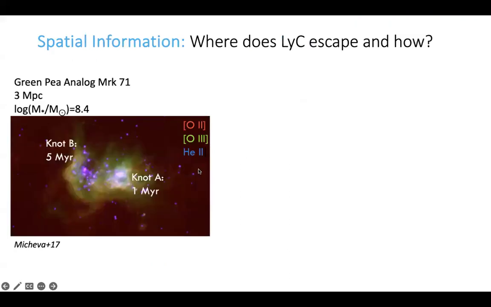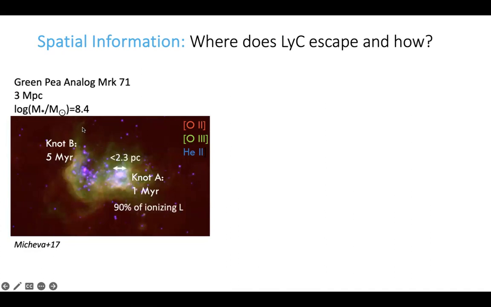First, thinking about where Lyman Continuum escapes, I think it's helpful to show some examples of what these galaxies might look like if we had the resolution to distinguish them in greater detail. So this is the galaxy I alluded to earlier, Markarian 71. It's a green pea galaxy located only 3 megaparsecs away. And it has these two star-forming knots, knot A and knot B. Knot B is about 5 million years old, and it's sort of cleared out this region with a superbubble here. Knot A is only 1 million year old in this location here.